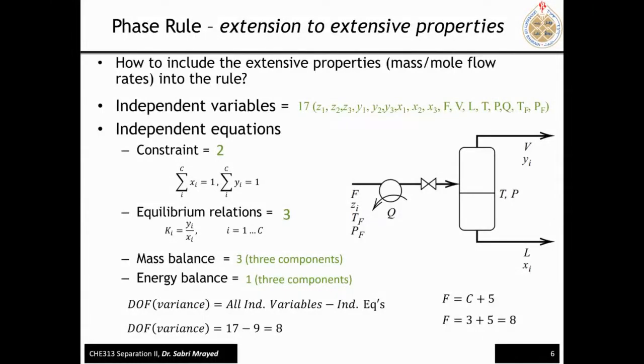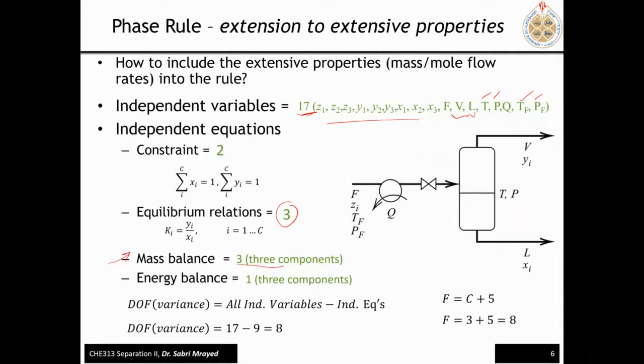Yes. So, as I said, we have 17 parameters, mixed between intensive and extensive. These are extensive, this one is also intensive, and the other ones are intensive. We have two constraints: summation of x and summation of y equal 1. Equilibrium relationships, we have three, since we are dealing with a three component system. Mass balance, we also have three.